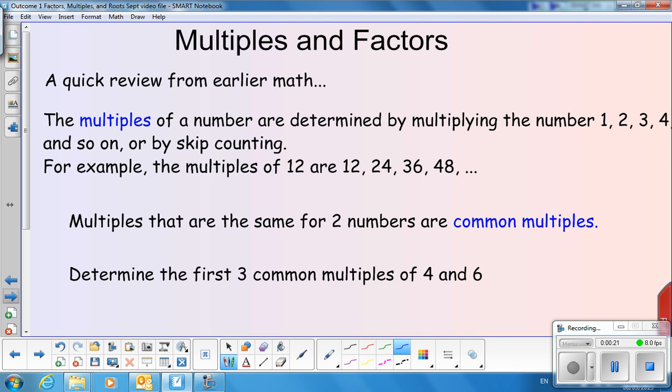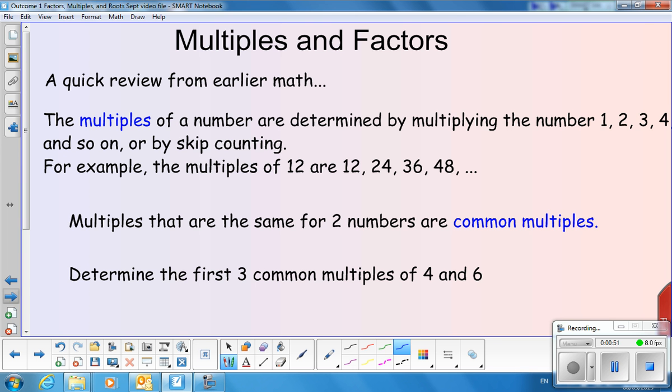Multiples and factors. A quick review from earlier math. The multiples of a number are determined by multiplying the number by 1, 2, 3, 4, and so on, or by skip counting. So for example, the multiples of 12 are 12, 24, 36, 48, and they will continue indefinitely. Multiples that are the same for two numbers are called common multiples.